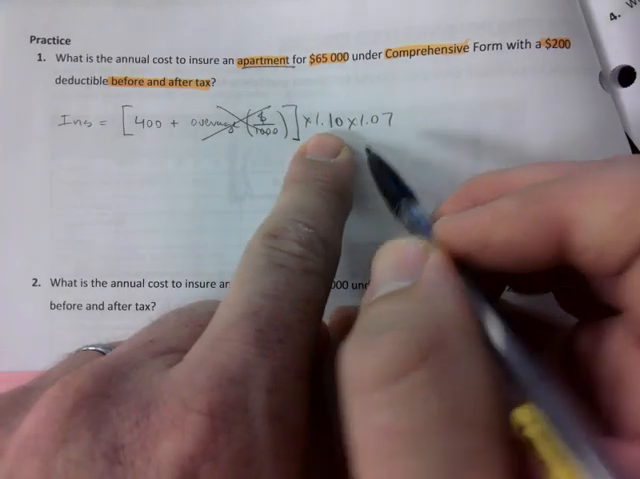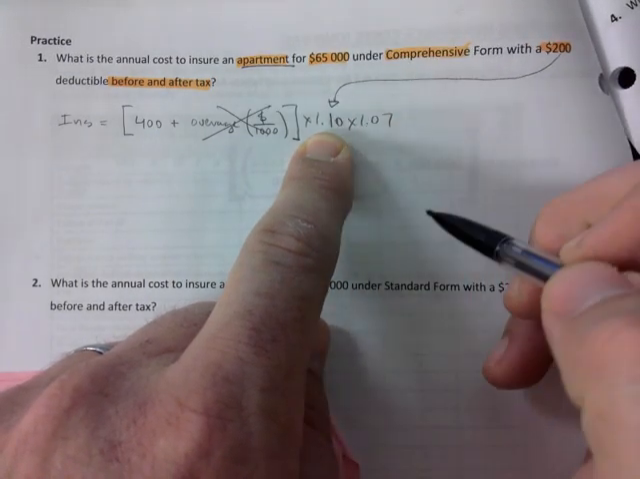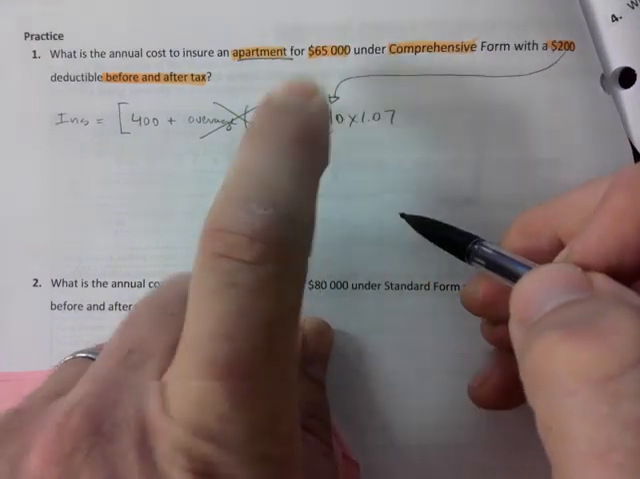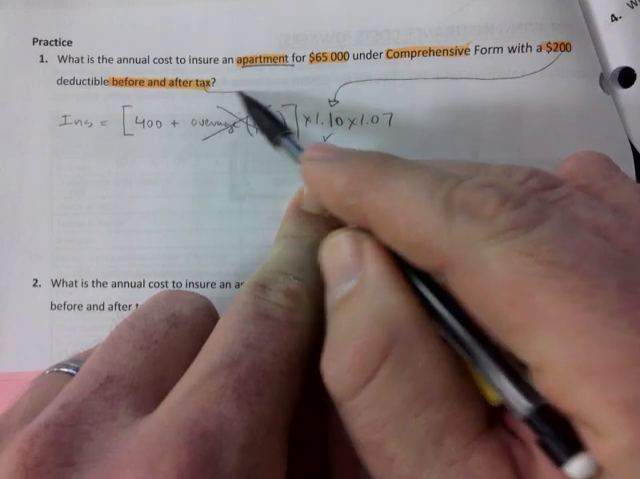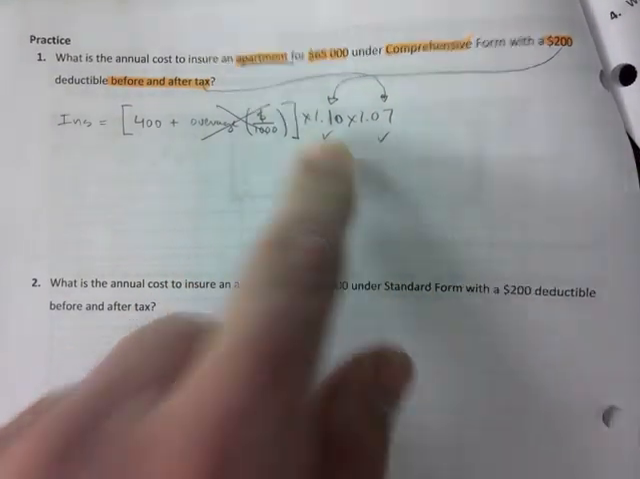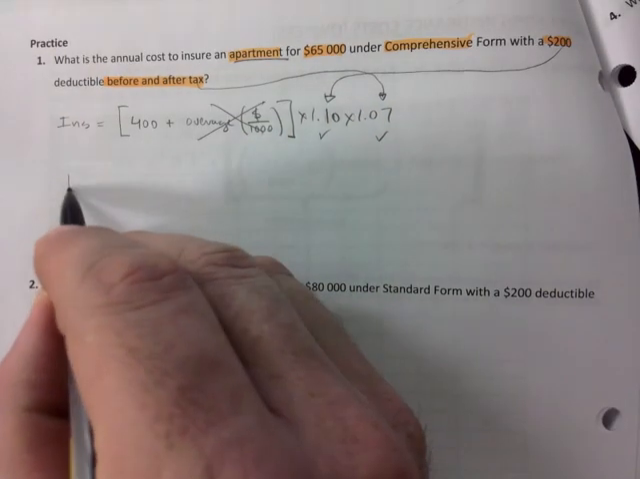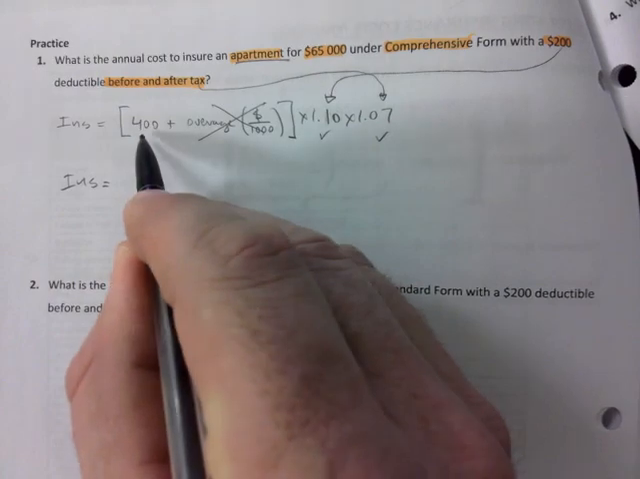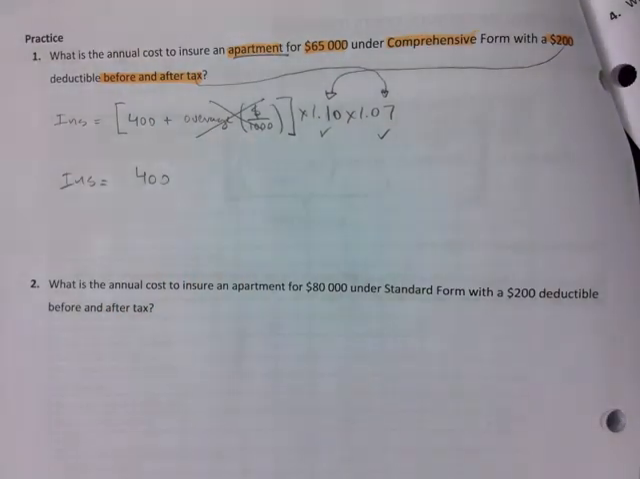Do I need this part? It's a $200 deductible, so yes, I need to keep that there. It says before and after tax, right? So I do need this here, okay? And so there we have it. Hello, page 53. Insurance is therefore 400 bucks. That's it. That's all that happens in the square brackets. You can drop them, okay?